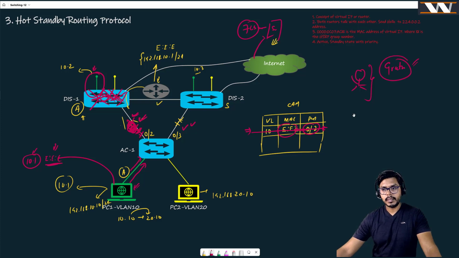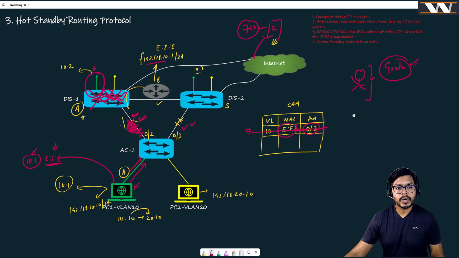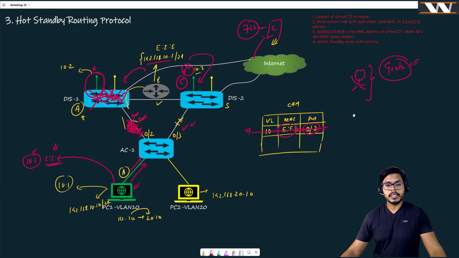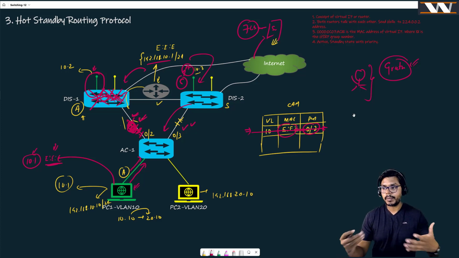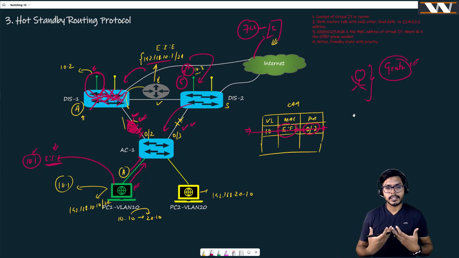Can we use that? And believe me, when the 10.1 IP address was on the active router, and the standby becomes active, before taking this IP address, this router is going to send a gratuitous ARP on this 0/3 interface. And what is the gratuitous ARP? It is the ARP reply for my own address. It is just the reply message.